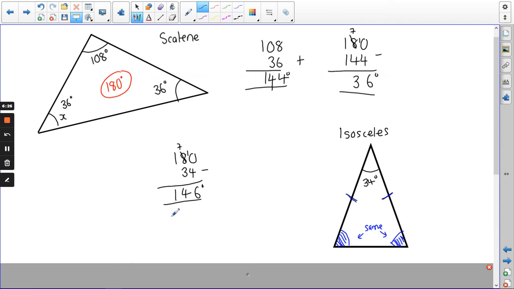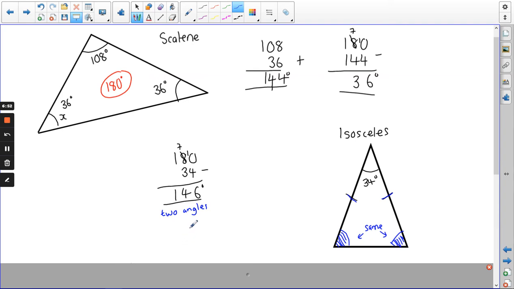Now that doesn't mean that each of those blue angles is 146 degrees. That would be impossible because that would be too many degrees. Remember, we've only got 180 to start with. What it means is that both of those blue angles together make 146 degrees. Okay, so this is two angles, not one angle. It's both of them together.